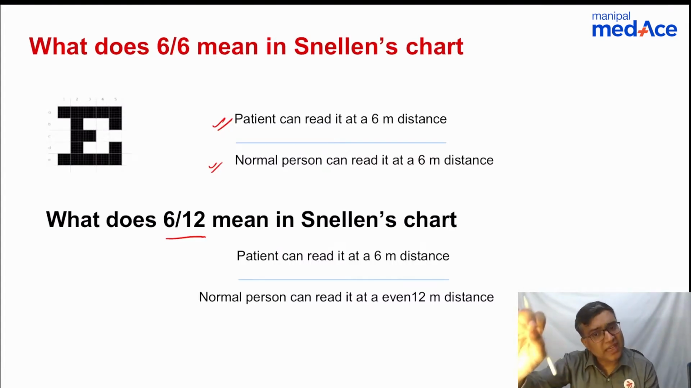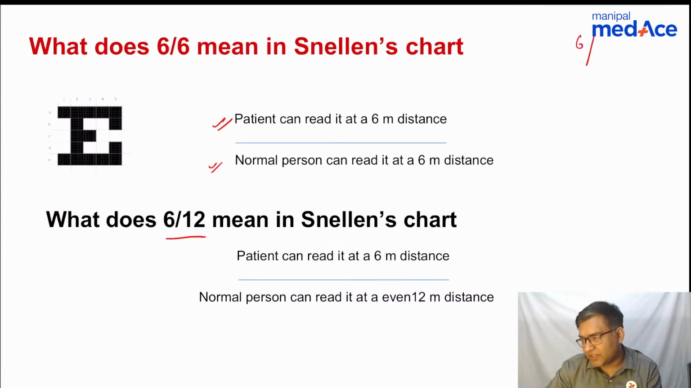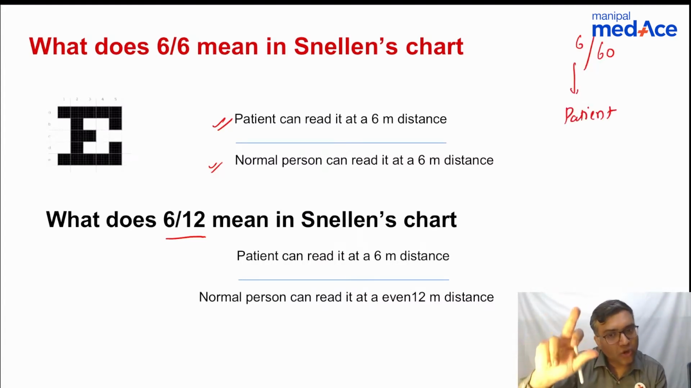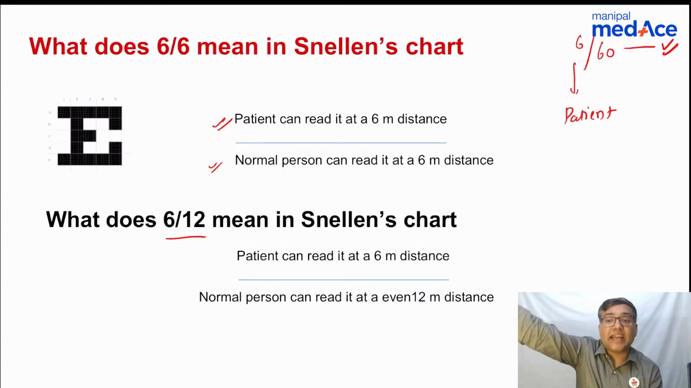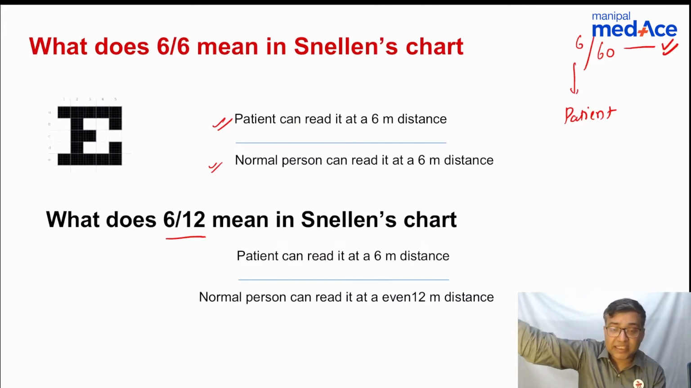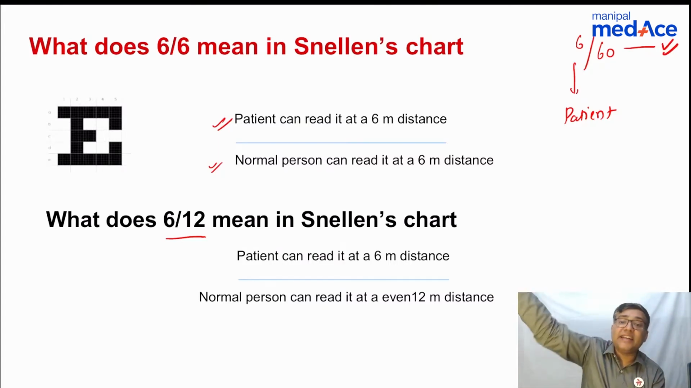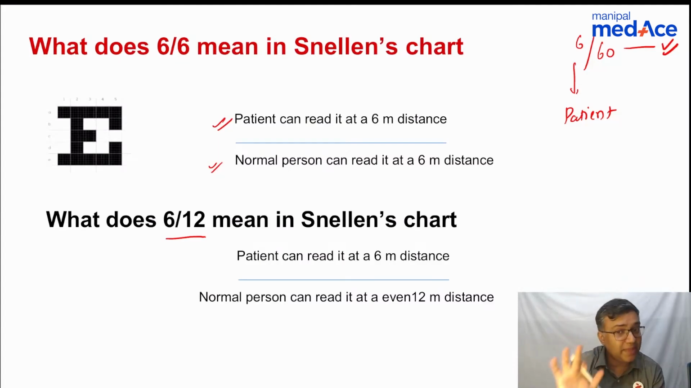Similarly, if we would have a 6 by 60 vision, my patient can see it at 6 meter, but a normal person can even see it at 60 meter. It is such a big letter that the normal person can see it even at 60 meter. So this is a big letter. Our patient's vision is low vision in this case.